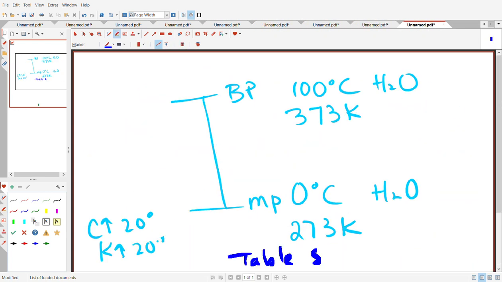I don't even know where my Table S is. I'm not going to show Table S. Table S on the periodic table lists all different elements and their melting point and boiling point. So if on the Regents they ask you what's the melting point of like sulfur, you're not going to have it memorized. You're just going to go look it up.